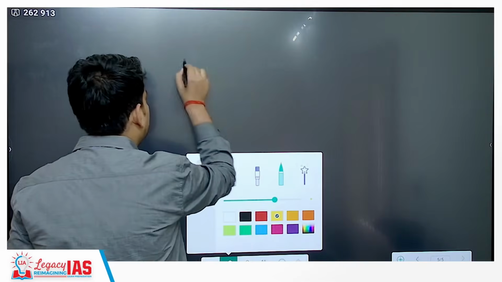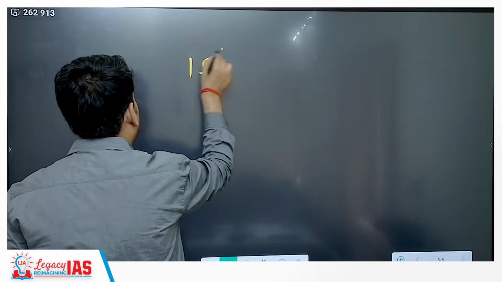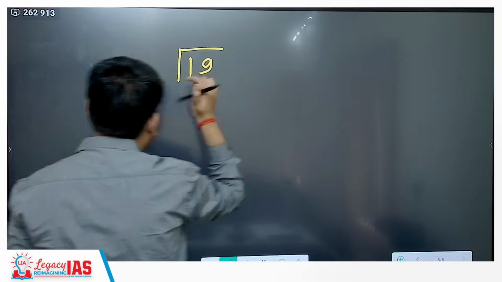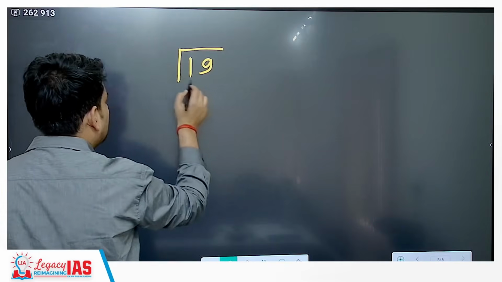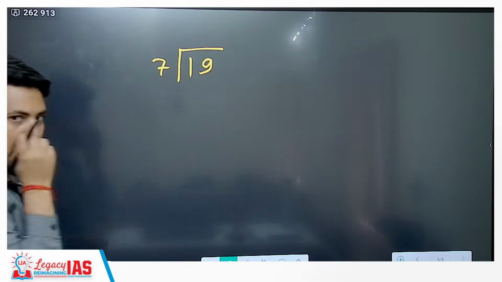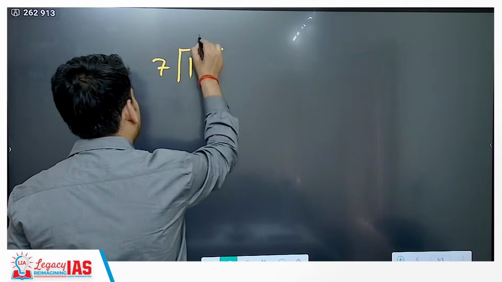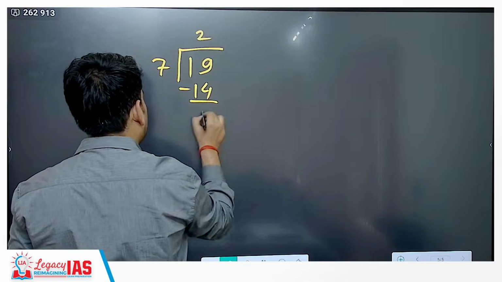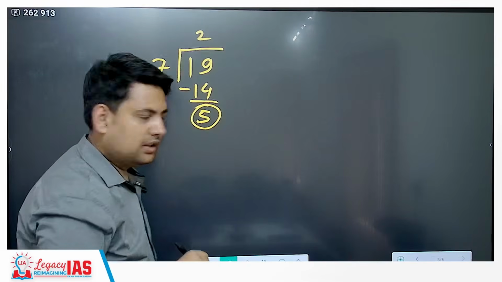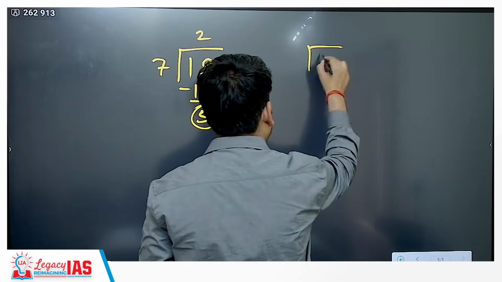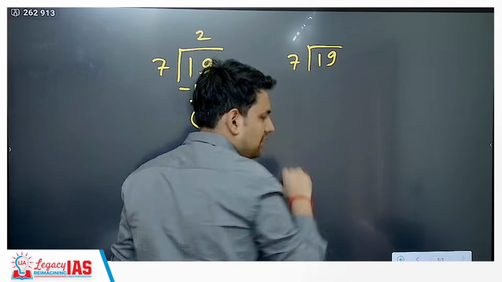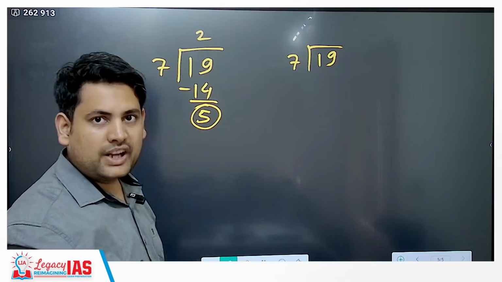Let's say you divide 19 by 7. Correct? 19 by 7. Now if you normally divide it, it goes 2 times, minus 14, you get 5 remainder. Now for negative remainder, what will we do? Just take one bigger multiple.